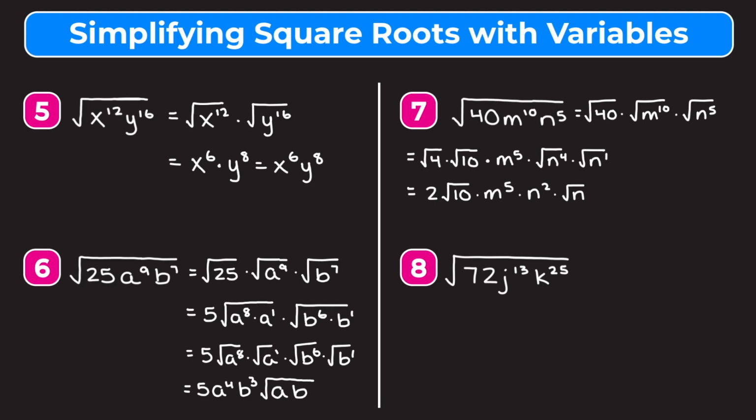And finally, we want to put all the numbers and variables on the outside together. So we're going to have 2 m to the 5th n squared, and then we're going to put everything underneath the square roots together. So times the square root of 10n.